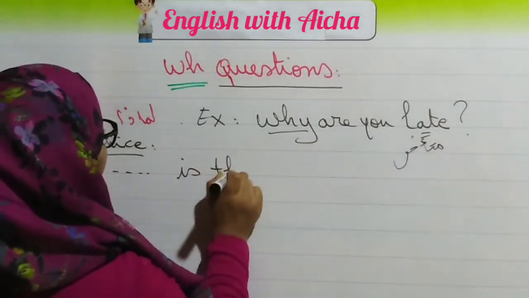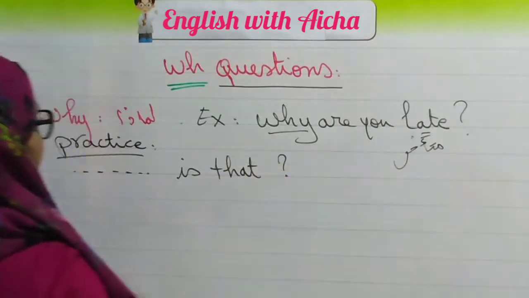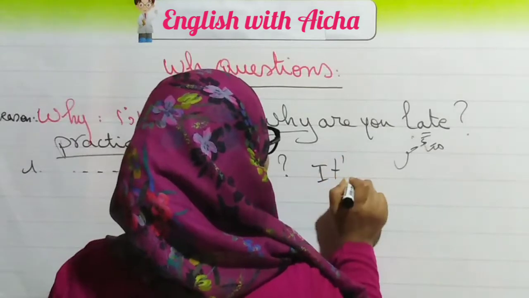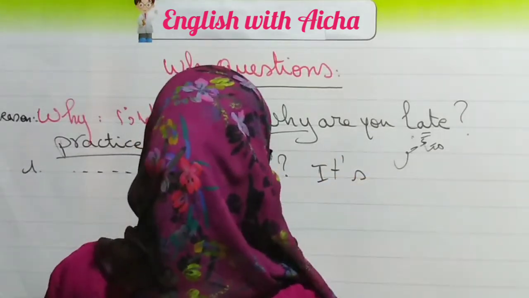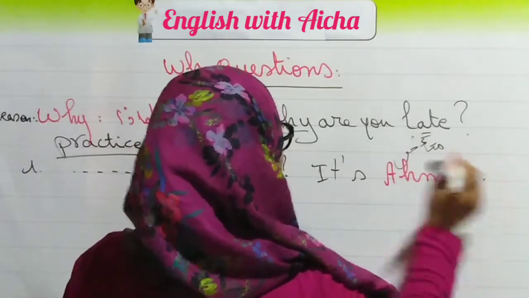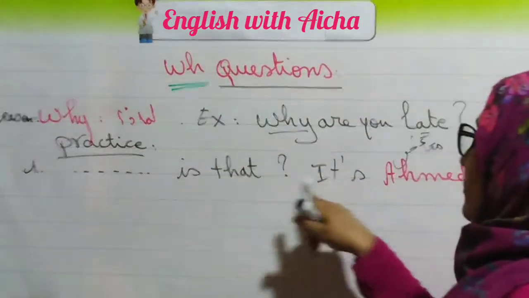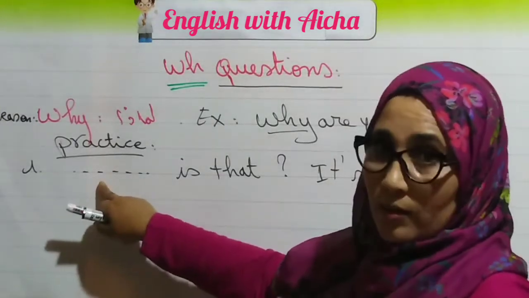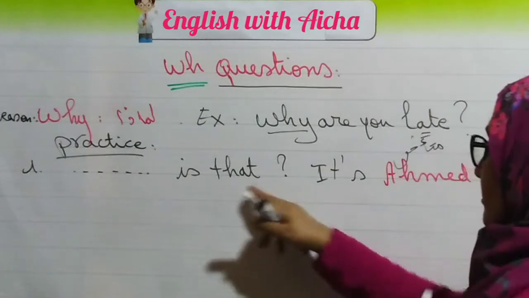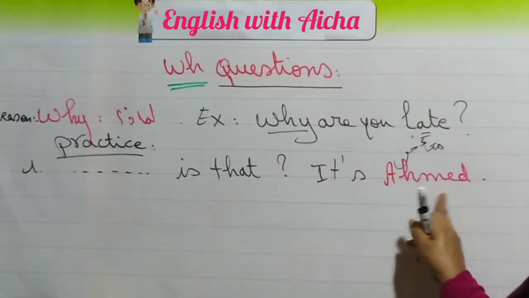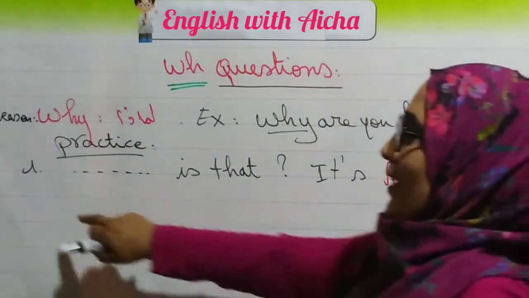Is that? So here it's a question. The answer, we can say it's so is that, and the answer is. Here we need a word to ask about what? We have here what? A person. So think more. I'm going to finish the practice.